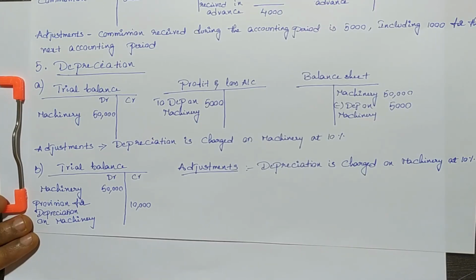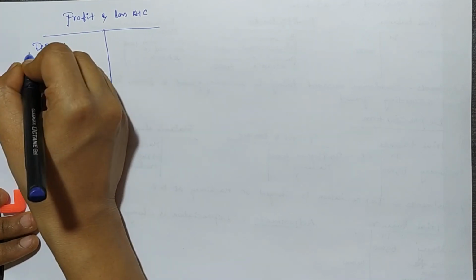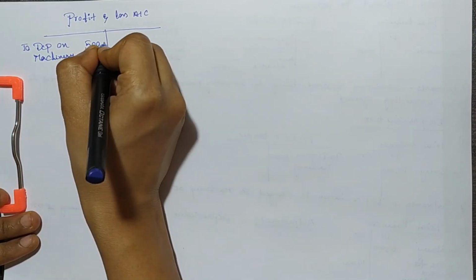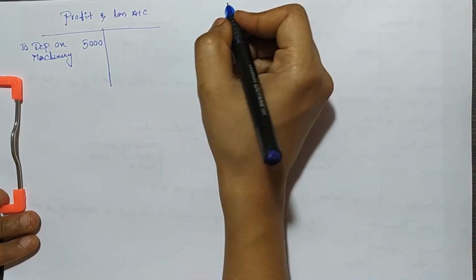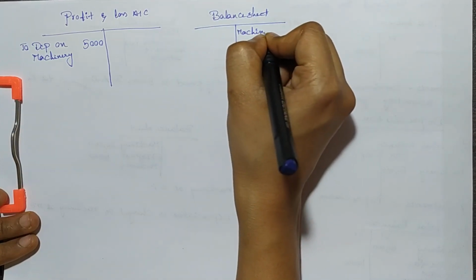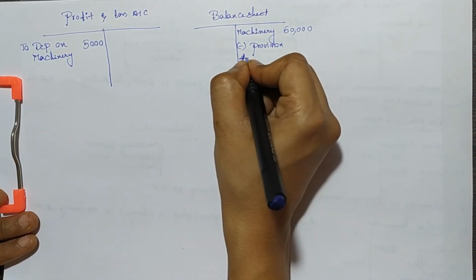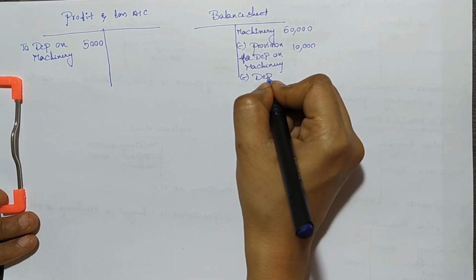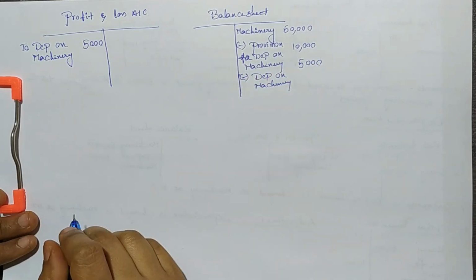Next is in the trial balance we have machinery account balance. Along with that we have provision for depreciation on machinery account balance on the credit side. The adjustment says depreciation is charged on machinery at 10%. In this case, we will mention the depreciation amount that is 5,000 on the debit side of the profit and loss account, and also we deduct depreciation amount and provision for depreciation amount from the machinery amount on the asset side of the balance sheet.